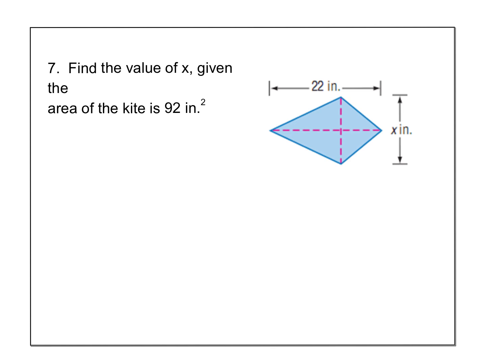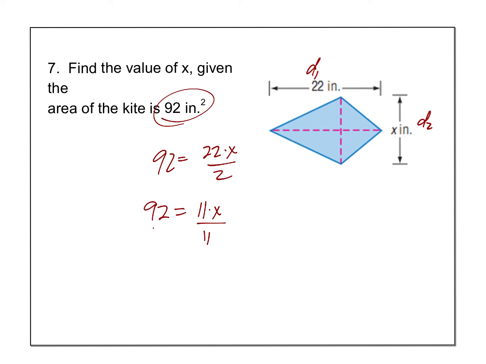Now, a little bit trickier, working backwards. They're telling you that the area of the kite is 92. Here's one diagonal, here's the other diagonal. So it's going to be 22 times x divided by 2. 22 divided by 2 is just 11, so I want to divide by 11. So x will equal 8.36 repeating. So that diagonal is about 8.36, about 8.4.